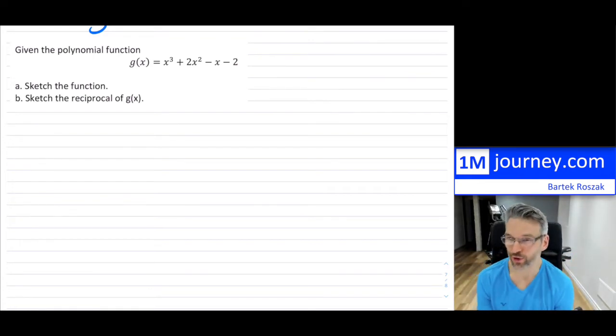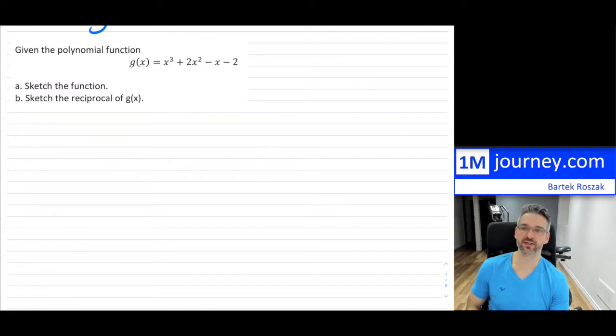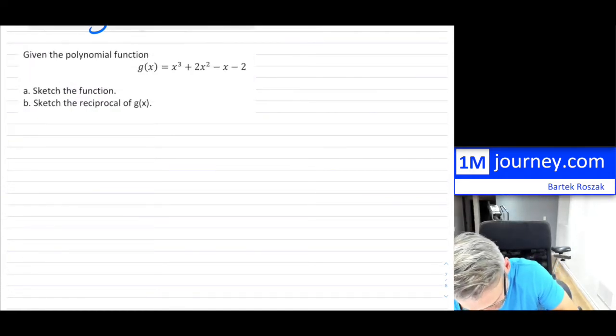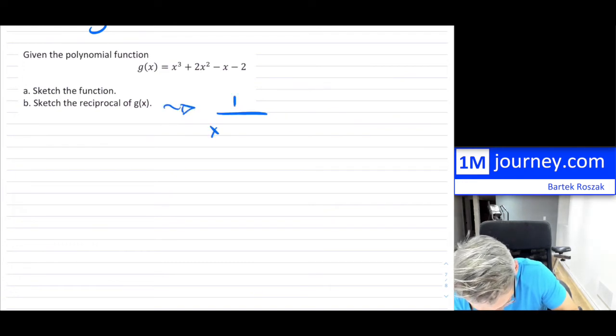Given the polynomial function, this is a cubic, okay? Sketch the function, and then sketch the reciprocal of g of x. So the reciprocal, if we were doing this, then really what we want to know is what is 1 over g of x.